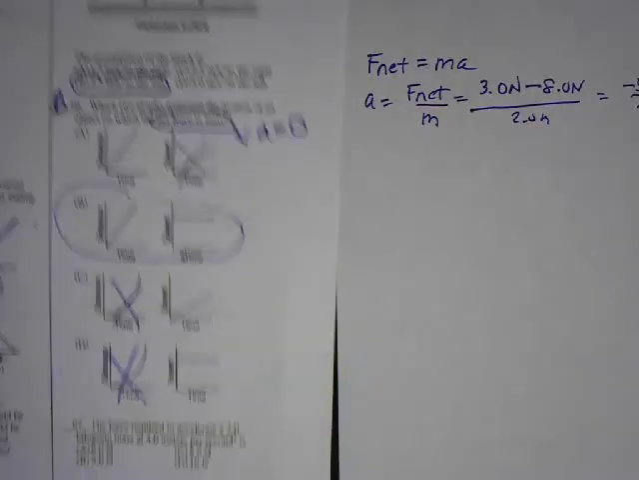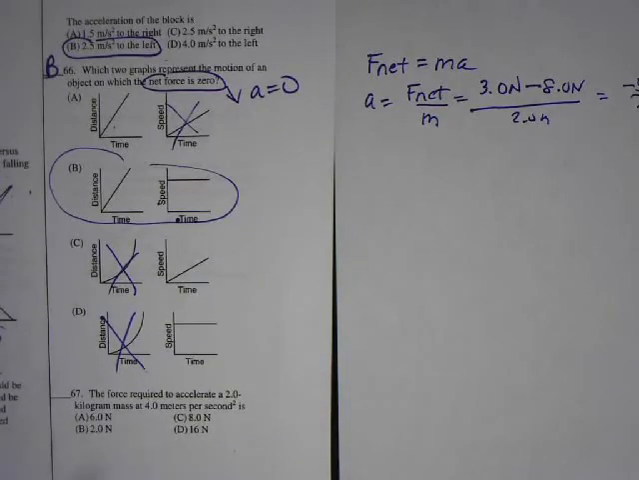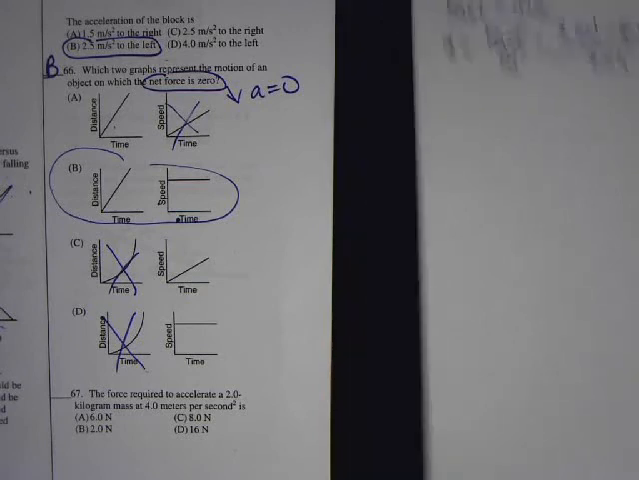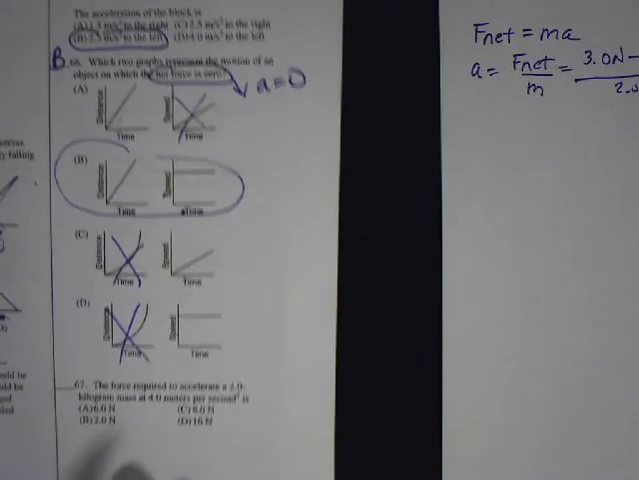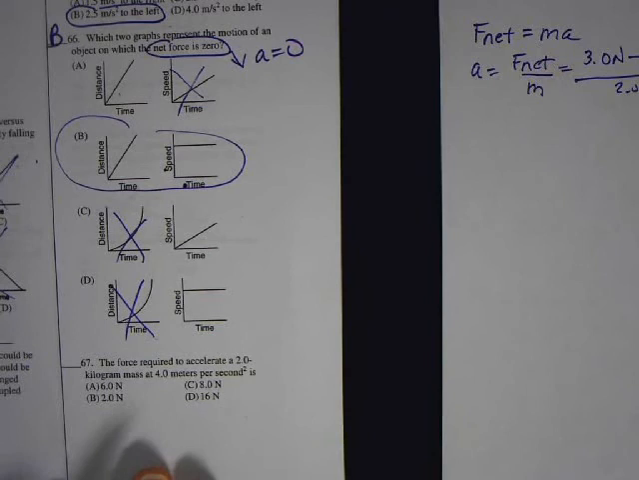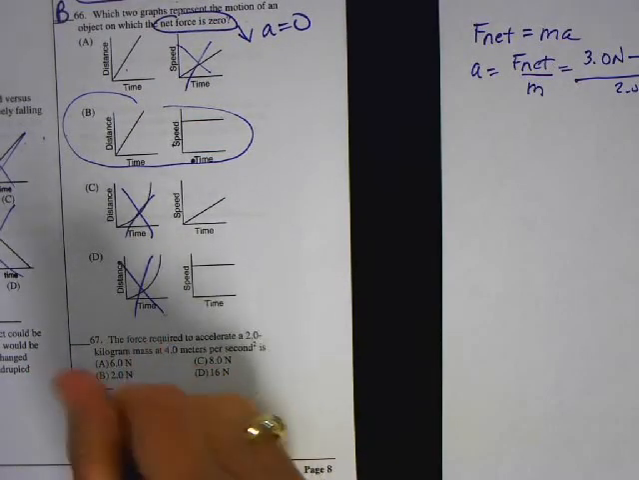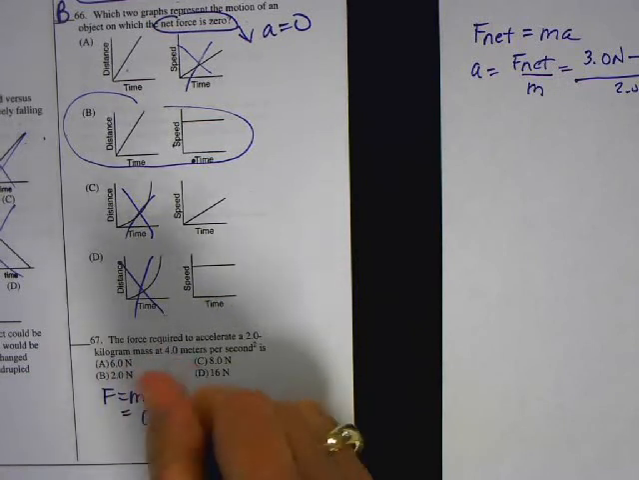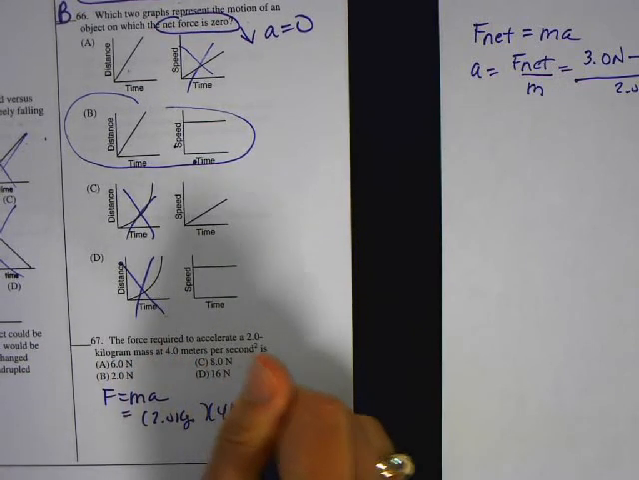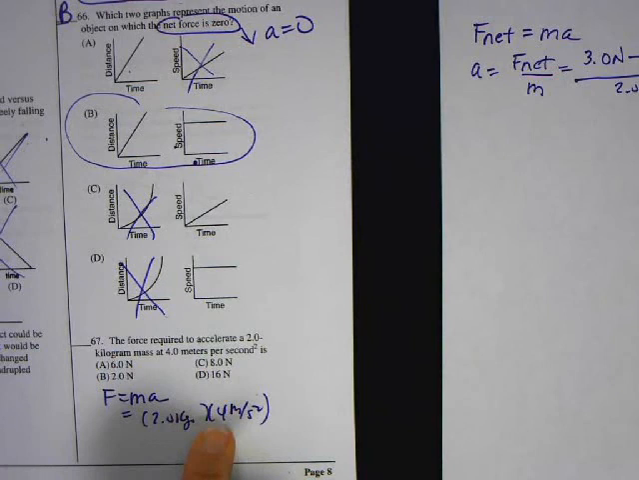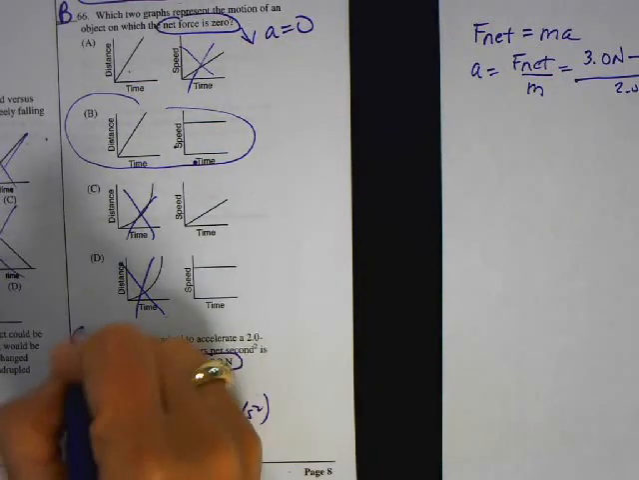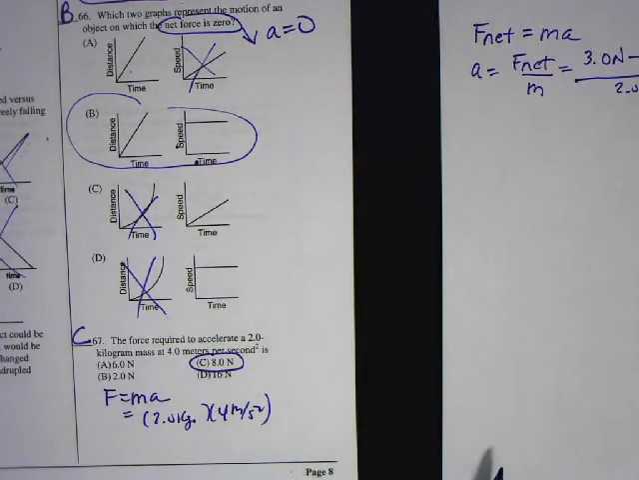And then the last one, number 67. It says the force required to accelerate a 2 kilogram mass 4 meters per second squared is, so this is just Newton's second law, F is equal to ma. So it's 2 kilograms times 4 meters per second squared. I can do that in my head. 2 times 4 is 8 newtons. And that's it. So now we did up to 67 in this segment.